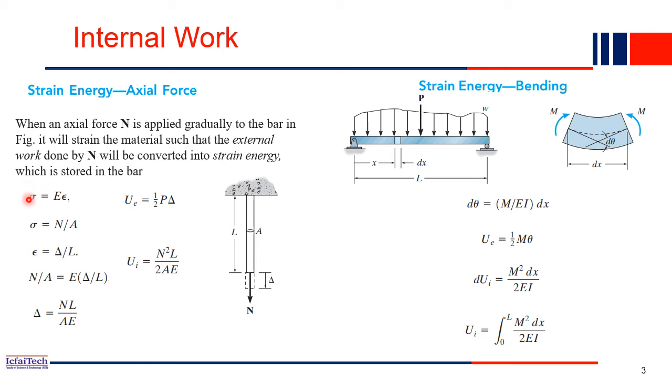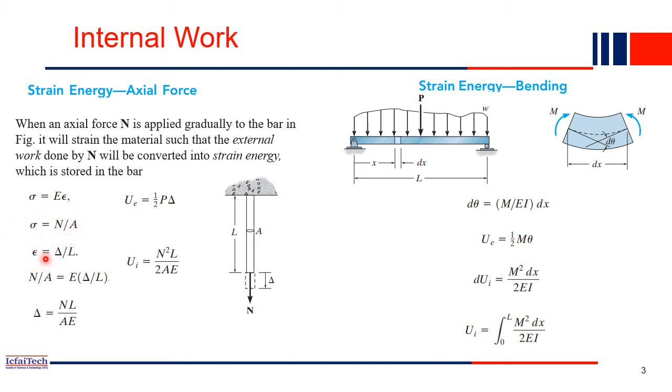Already we know Hooke's law: stress is proportional to strain, and we replace the proportionality with a constant, which we call the modulus of elasticity. So stress equals modulus of elasticity into strain. Now what is stress? Stress is the normal force, N, the axial force, divided by the cross-sectional area. So force is N and cross-sectional area is A, and N by A is the stress.